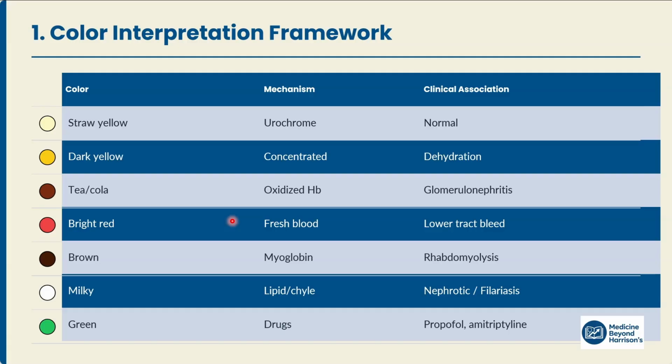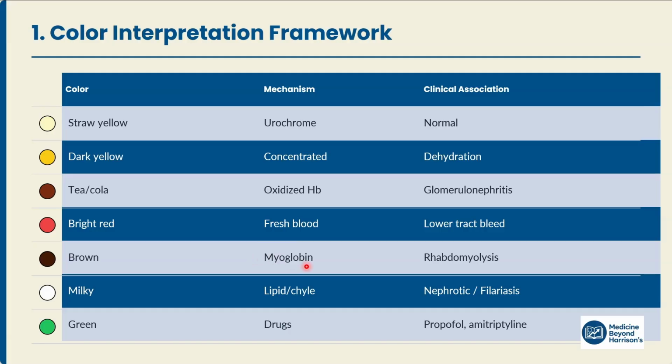Straw yellow urine is normal, due to the urochrome pigment. Dark yellow indicates concentration, might be due to dehydration. Tea or cola colored urine is due to oxidized hemoglobin, suggestive of glomerulonephritis. Bright red urine or fresh blood suggests a lower tract bleed. Brown urine suggests the presence of myoglobin and may suggest rhabdomyolysis.